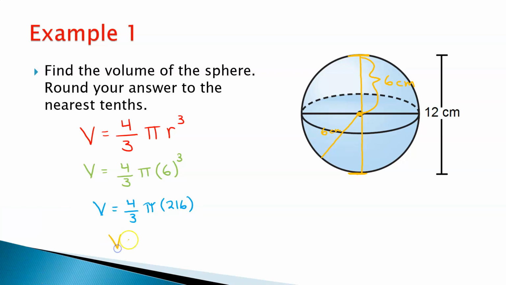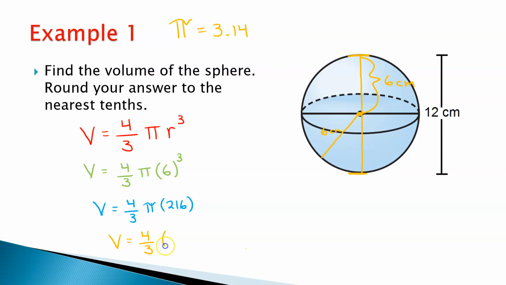So volume is equal to, now I'm going to multiply pi times 216. I'm going to leave 4 over 3 as it is. And again, pi, now I'm going to multiply that times 216. But instead of using the pi key on our calculators, I'm going to be using 3.14. Make sure you're using 3.14, just so we can all be consistent. So I'm going to multiply 216 times 3.14, which is pi.